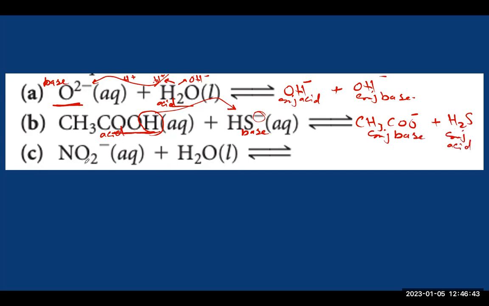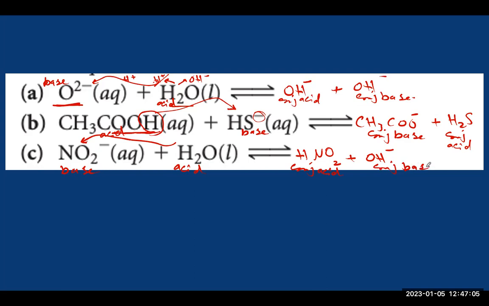Okay, the last one, NO2 minus and H2O. So NO2 minus has no hydrogens. It will take the hydrogen from H2O. So it will be HNO2 plus OH minus. So this will be base, and this will be an acid. This is a conjugate acid, and this is a conjugate base.